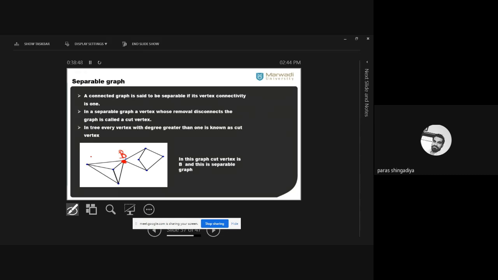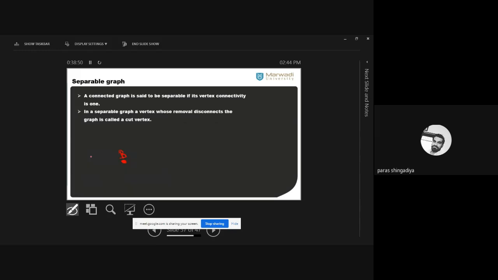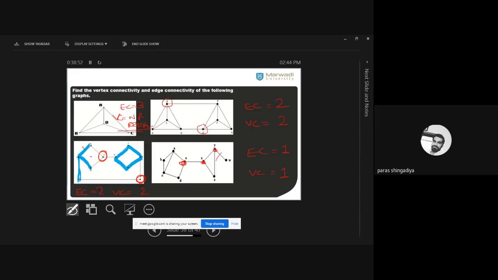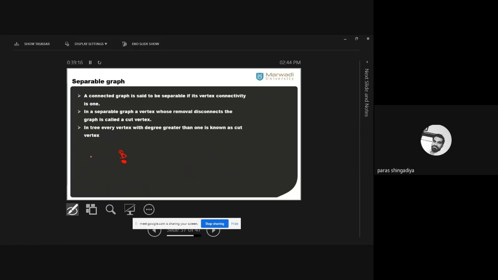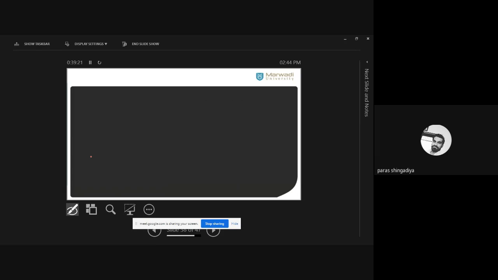The vertex connectivity should be 1. So if we apply this definition to the previous 4 graphs, which graph will be the separable graph? The last one. Clear? Of these 4 graphs, the graph whose vertex connectivity is 1 is known as a separable graph. So the last example, the last graph, is our separable graph. Clear? You just observe only vertex connectivity, not edge connectivity. Clear? The vertex connectivity should be 1.